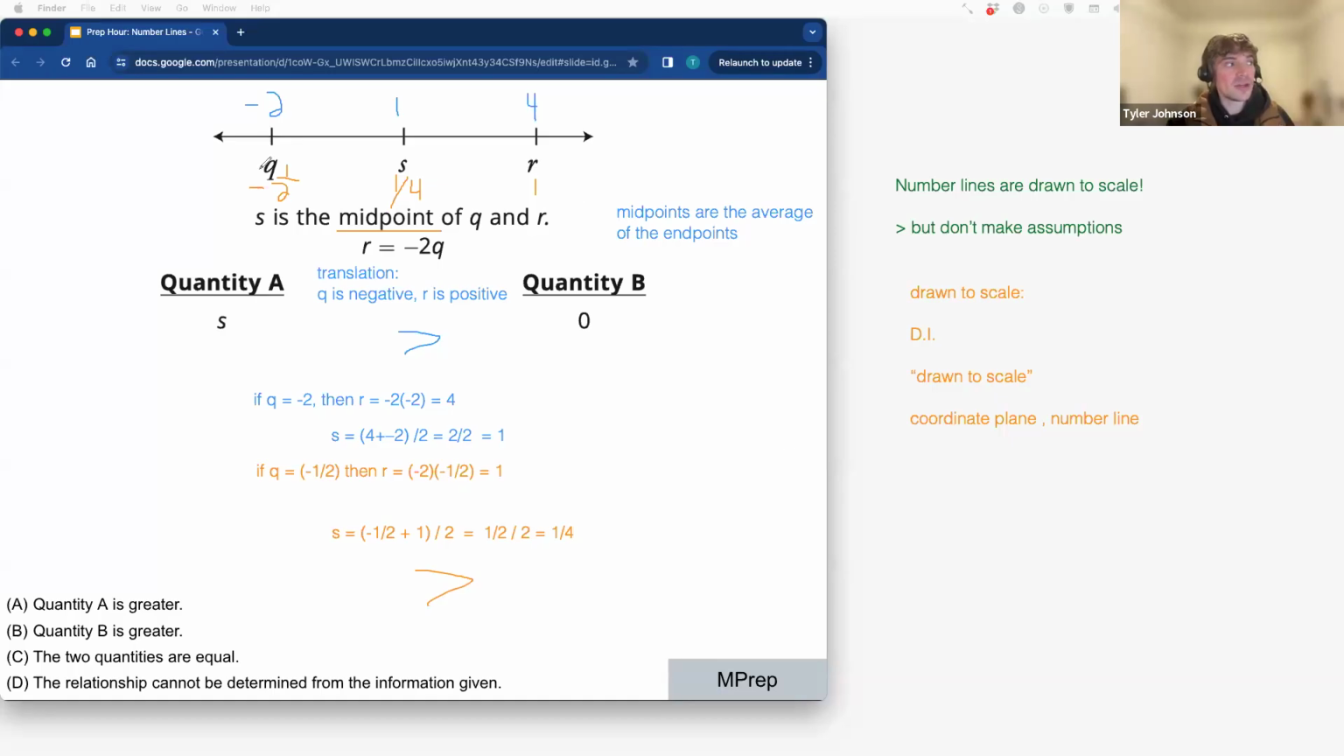That as I make Q itself closer to 0, S will move closer to 0, but I can never make S be negative or be 0 itself, right? Because R is always double that distance that Q has into the positive area of the number line. So there's always going to be more positivity than negativity between Q and R, and S will be at the midpoint, and S is always going to be in that positive zone.